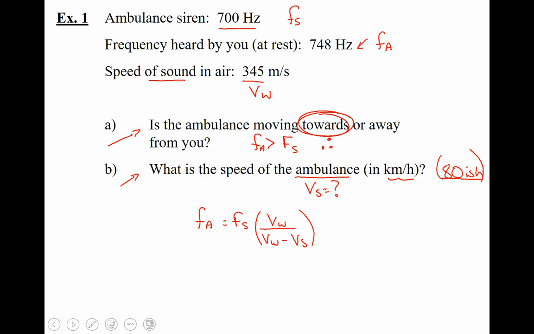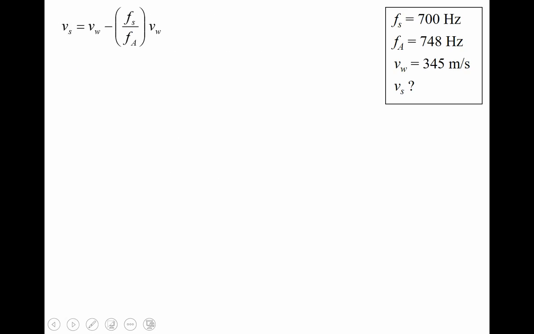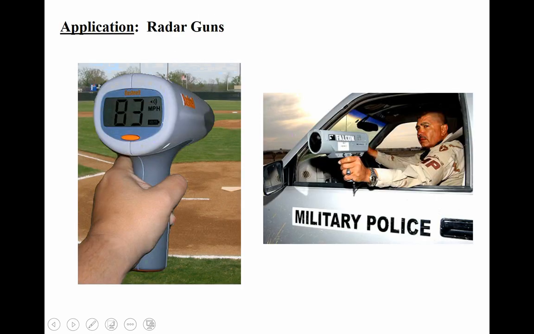Cool. So, next little piece. That's some space to work. Next little piece, there are a couple of applications of this. So, one is radar guns. If you've ever got a speeding ticket, two things. One, you need to slow down. And two, this is interesting. This is how they work.